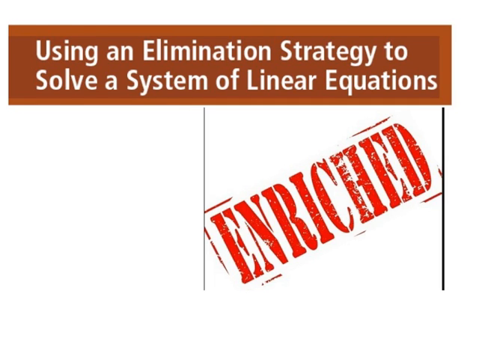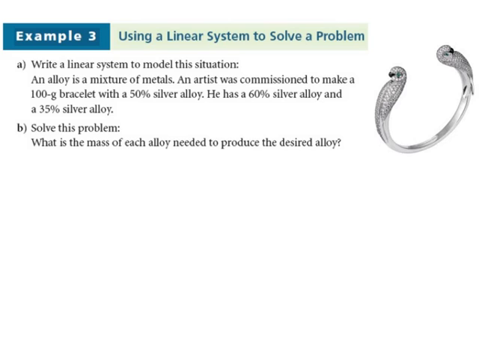Let's take a look at an example. I'm going to use a linear system to solve a problem. First, we're going to write a linear system to model a situation. An alloy is a mixture of metals. An artist was commissioned to make a 100-gram bracelet with 50% silver alloy. He has 60% silver alloy and 35% silver alloy. What is the mass of each alloy needed to produce this desired alloy?